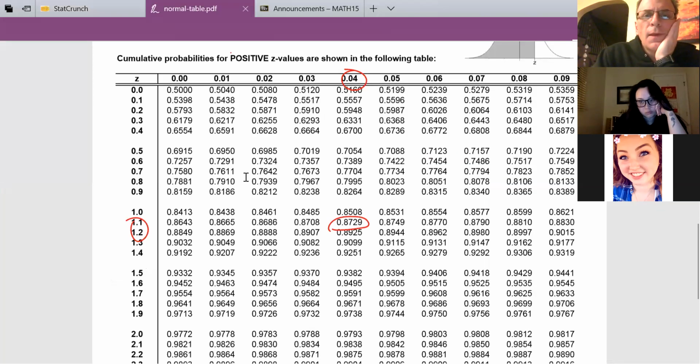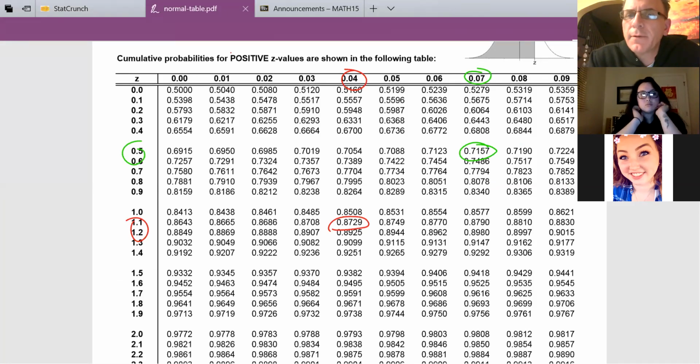Go to my normal table. There was 1.14. It was 0.8729. And we also want the Z-score for 0.57. So I'm going to do that as well. 0.57. So over here, there's 0.5, and there's the 7 at the top. We want to find the intersection of those two rows and columns. So 0.57 is right there. Can everybody see that? 0.7157. That's the proportion for the Z-score 0.57. And in red, we have 0.8729. Okay?